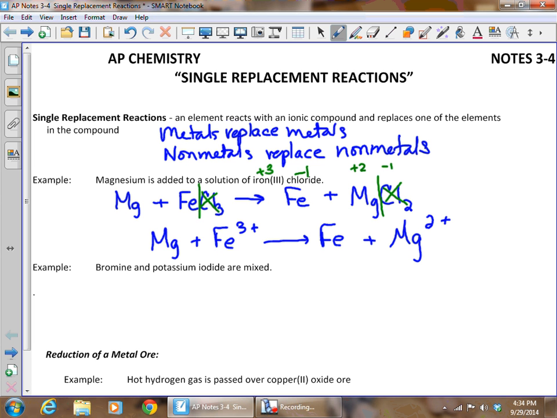Now, at first glance, this might appear to be balanced, but it's not. The charges are not balanced. We've got it balanced by mass, but not by charge. In order for those charges to balance, we're going to need 2 iron 3 pluses for every 3 magnesium 2 pluses. So those charges translate then by mass to require 2 free element irons and 3 free element magnesiums in order to get these charges and mass and elements balanced out. So that's our final reaction for that single replacement.